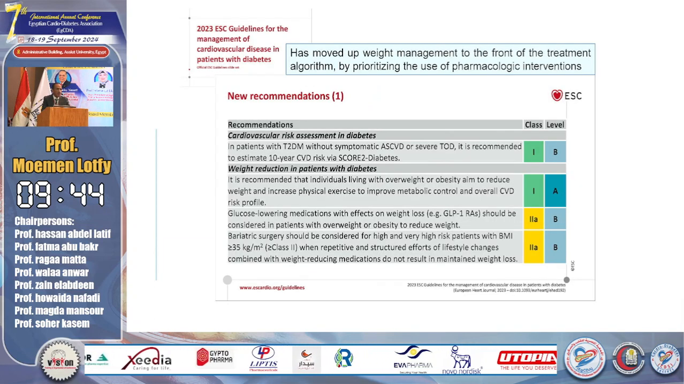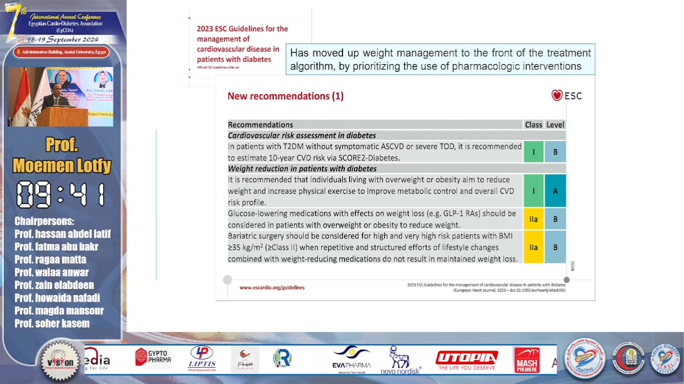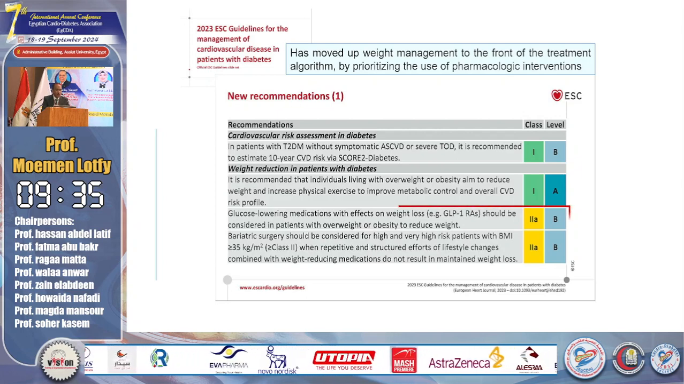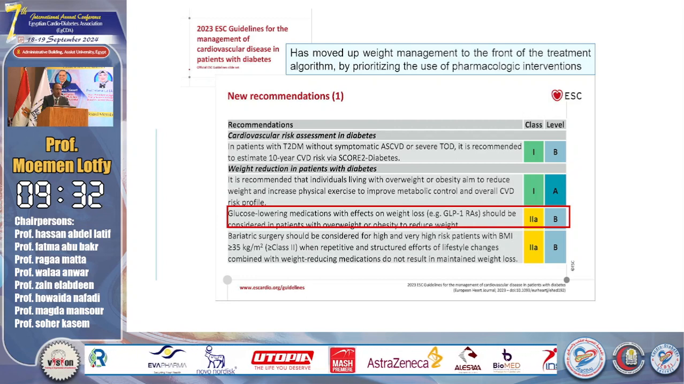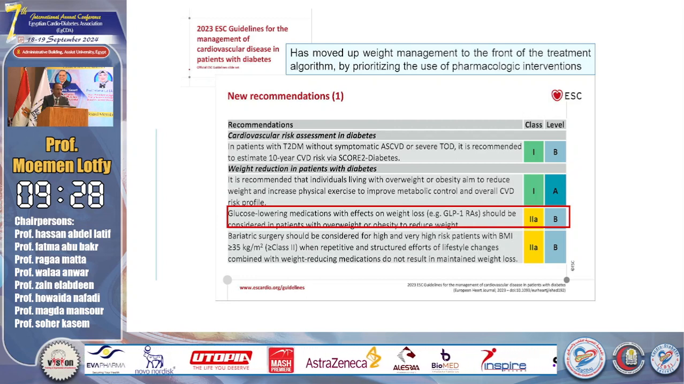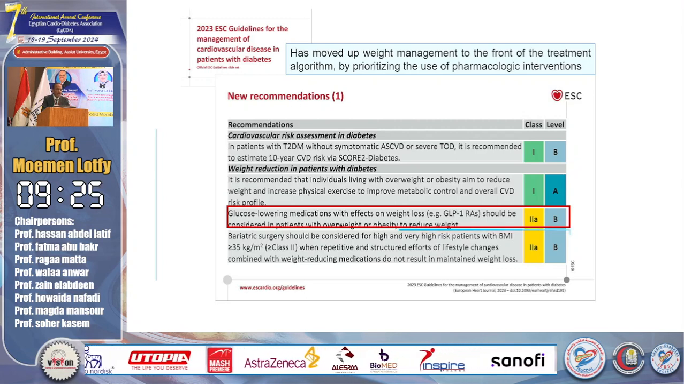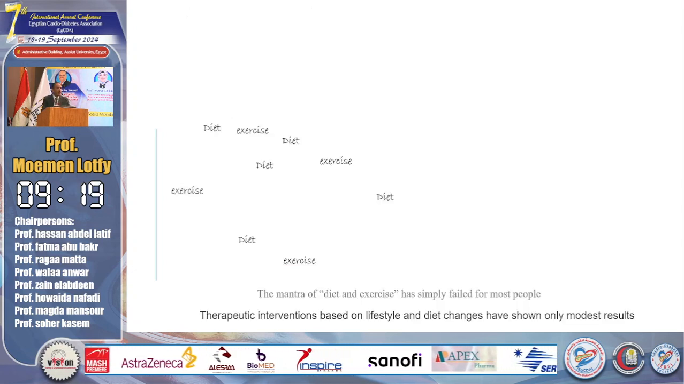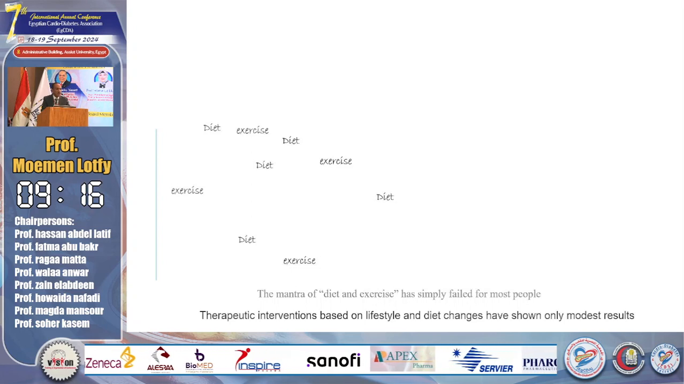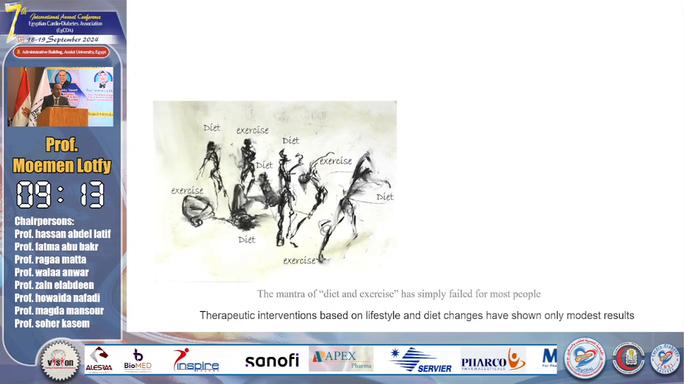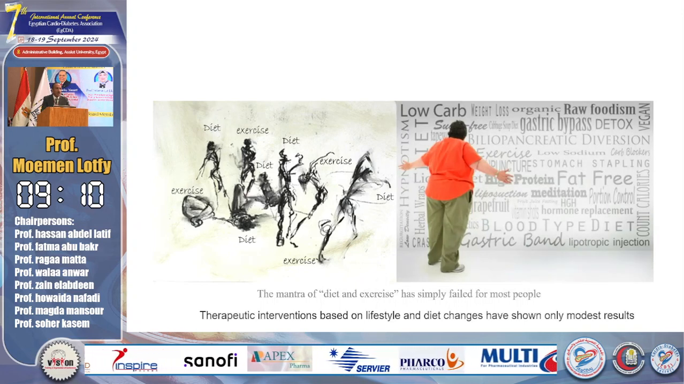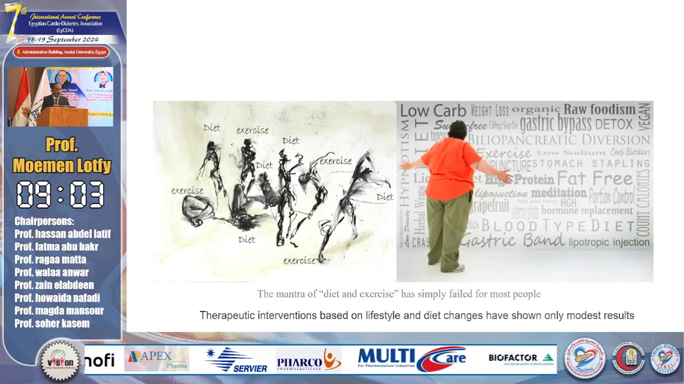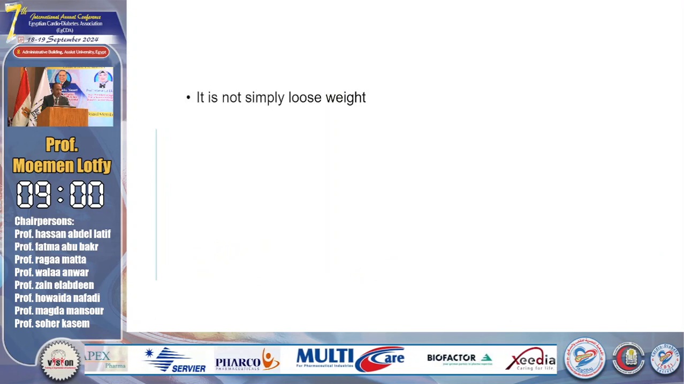However, recently, the 2023 guidelines over the management of cardiovascular disease with diabetes move the management of obesity forward with a class 2A recommendation for use of glucose-lowering drug therapy for weight loss, and also recommend class 2 bariatric surgery. How do we manage obesity? Almost always we say diet and exercise, exercise and diet. However, this mantra of diet and exercise almost always fails and results in only a modest loss of body weight. Therefore, we need a drug which will maintain lifestyle and diet changes to maintain weight loss.